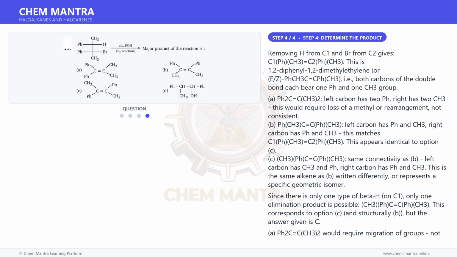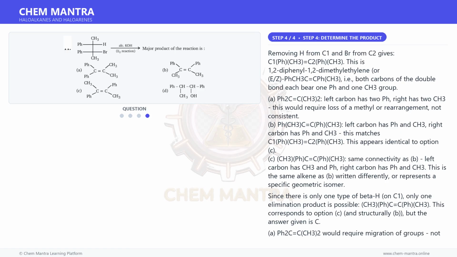B. Ph(CH3)C=C(Ph)CH3. Left carbon has Ph and CH3. Right carbon has Ph and CH3. This matches C1(Ph)(CH3)=C2(Ph)(CH3). This appears identical to option C.